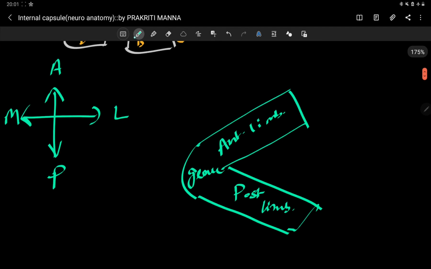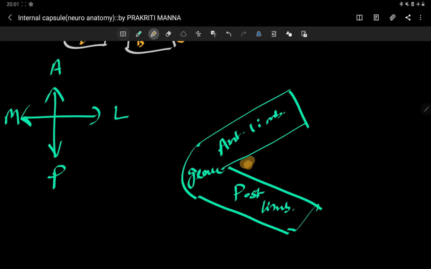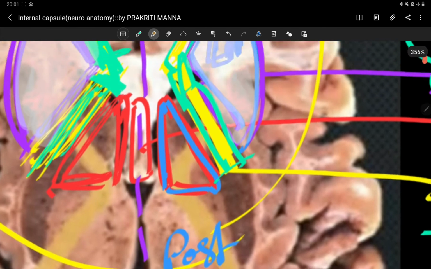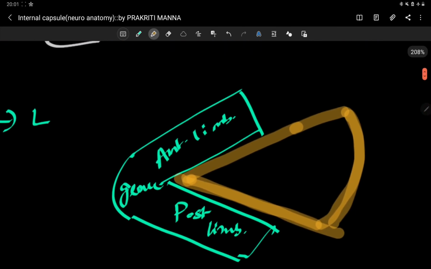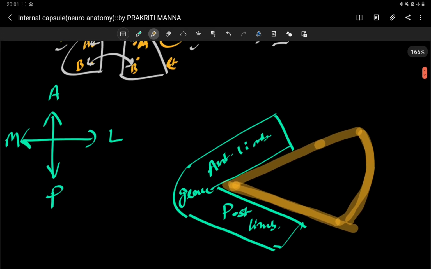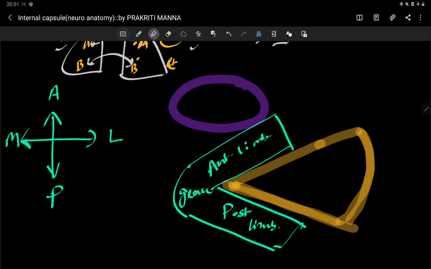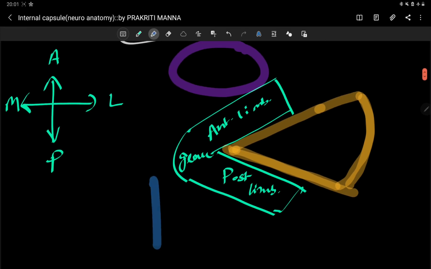So now I am drawing the lentiform nucleus here. Yes, what is this? This is the lentiform nucleus, lens like nucleus, which you can see also here. Yes, these structures I am drawing now, this much. So here you can see the lentiform nucleus is laterally located to the internal capsule, and also you can see the head of the caudate nucleus, and the thalamus here.